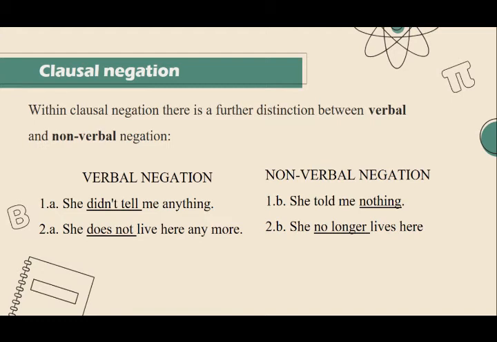Okay, the first one is clausal negation. In clausal negation, there is a further distinction between verbal and non-verbal negation. And you can see in the examples below, for the verbal negation, she didn't tell me anything. And the second one, she does not live here anymore. And you can see the difference with non-verbal negation: she told me nothing. And she no longer lives here.